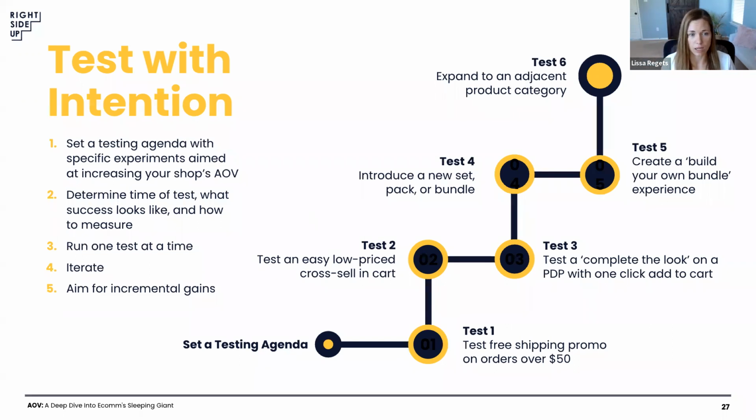So set that time aside to talk about it with your team, choose some experiments, set the priority of those experiments, talk about how long you'll run them, what success looks like, how many people need to go through it to get a sample size, how to measure it, and run one test at a time.